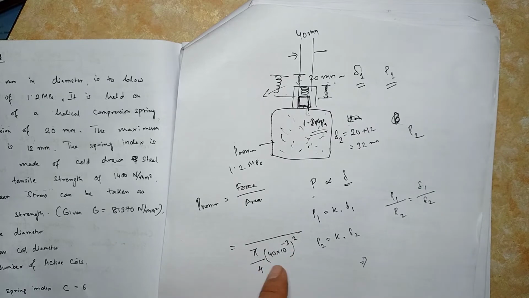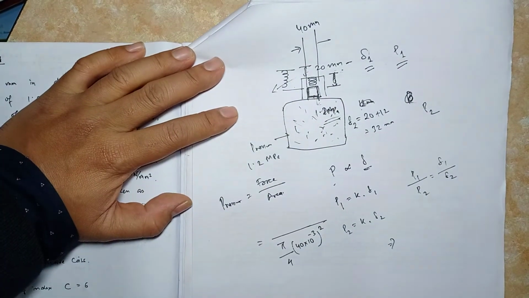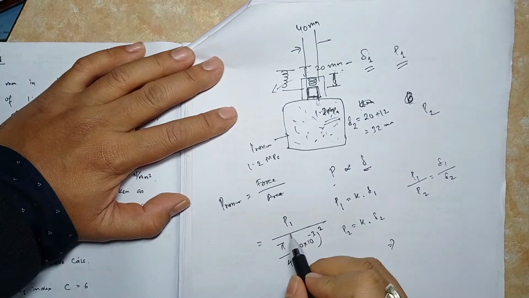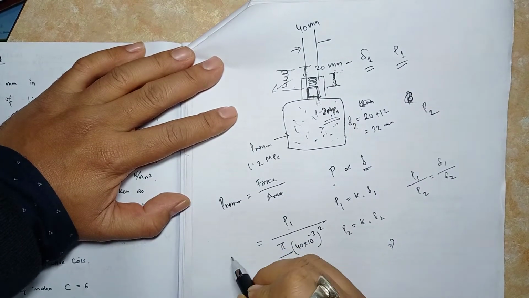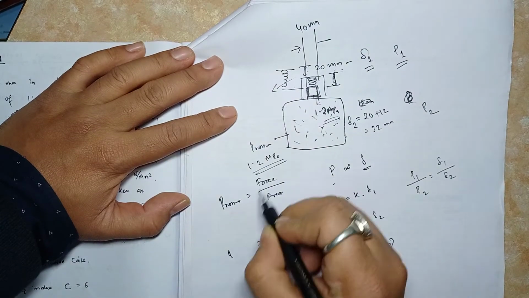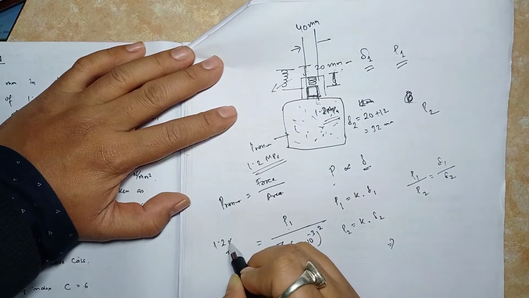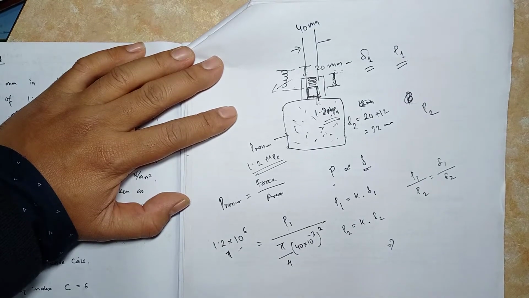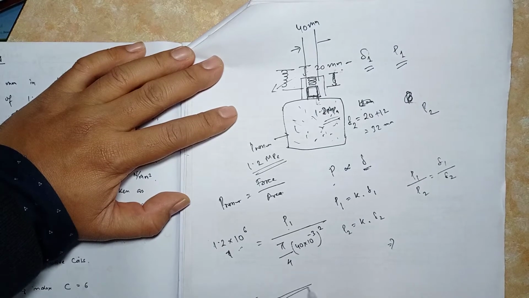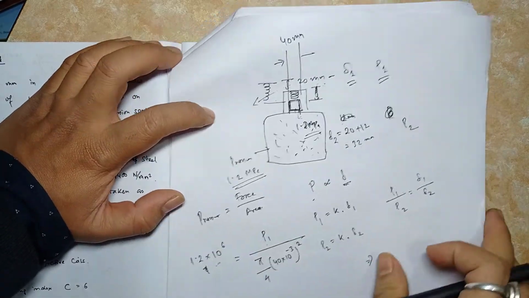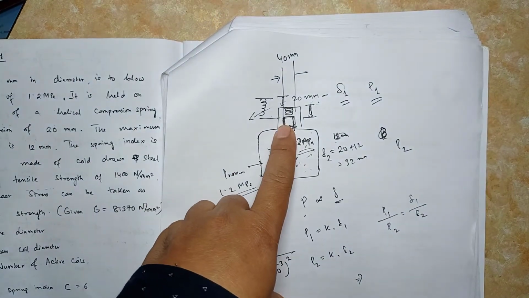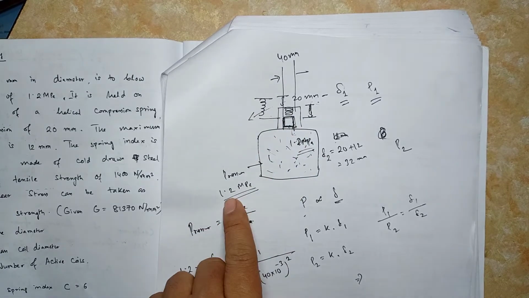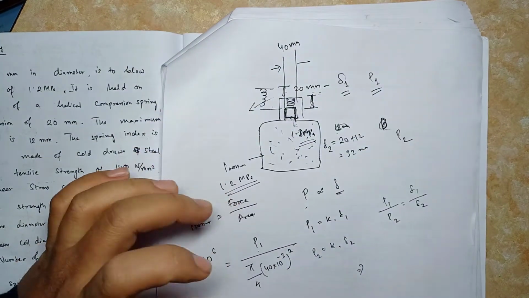So this is the cross sectional area, and the force here is, let's say, P1, because this force has occurred due to a pressure of 1.2 megapascal. 1.2 megapascal written in pascal is 1.2 times 10^6. So if you calculate this, you get P1. That means a force P1 is exerted on the valve because of the pressure of 1.2 megapascal. That is what we have found from this.